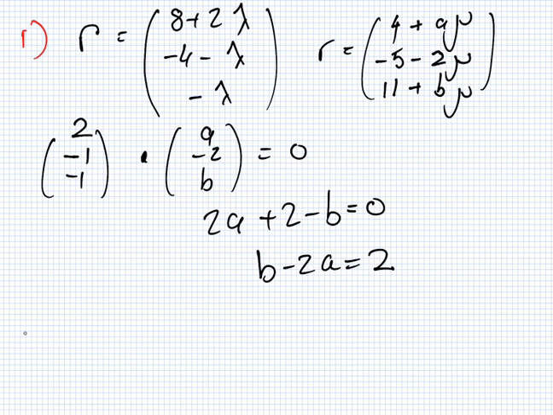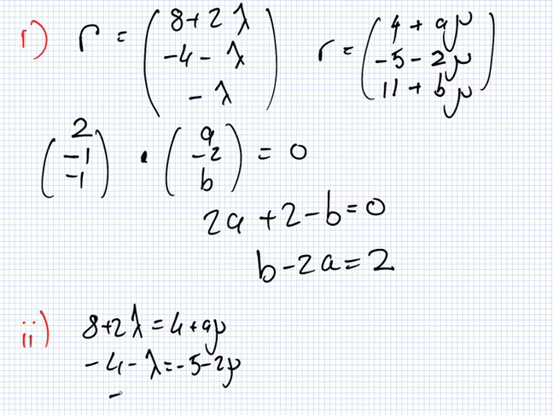The second part is they intersect. Find the values of lambda, mu, a and b. So if they intersect, you have 8 plus 2 lambda equals 4 plus a mu, minus 4 minus lambda equals minus 5 minus 2 mu, minus lambda equals 11 plus b mu.